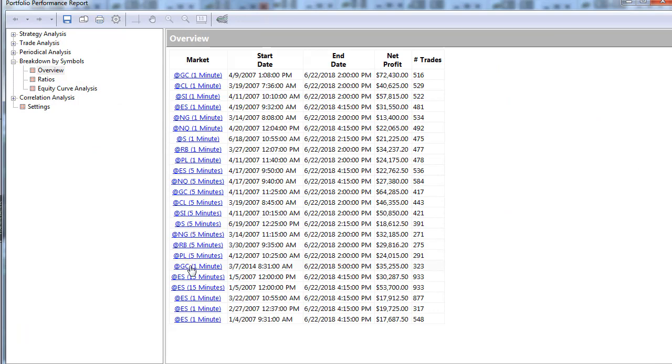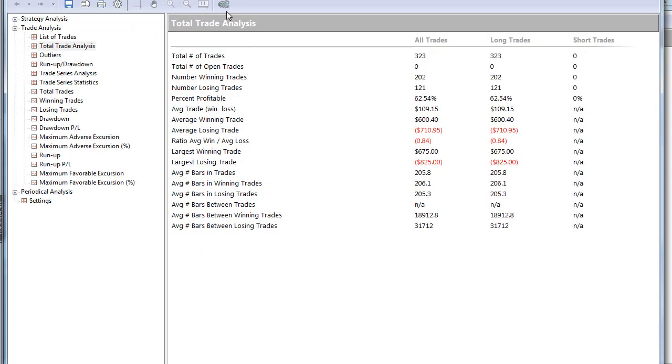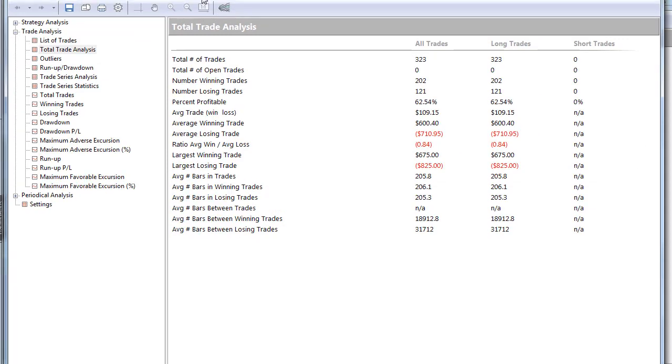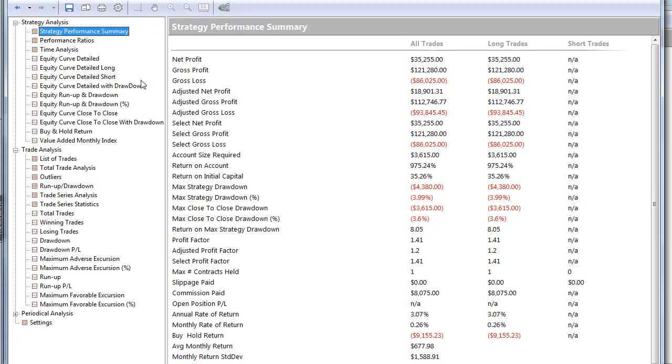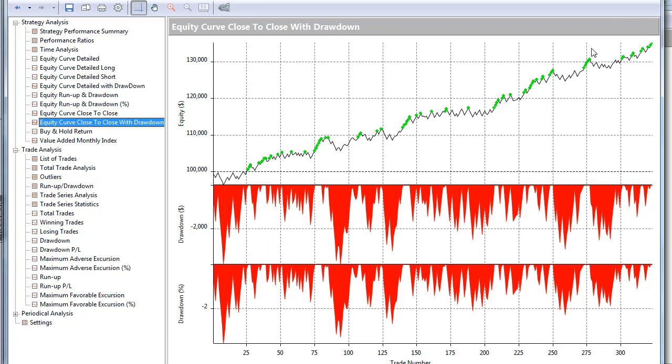All right, we're on gold 1 minute. This will be gold flash. And here's a performance summary for gold flash. It's a long only strategy. Here is the equity curve. It's been one of our best performing strategies.